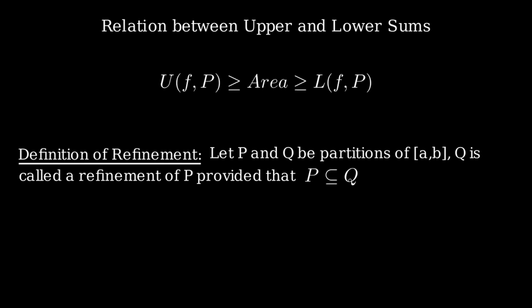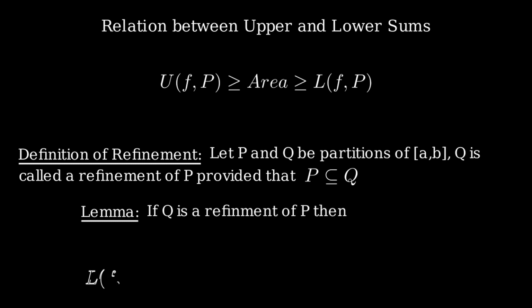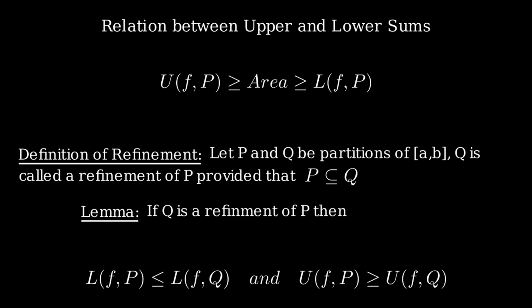Considering this, we arrive at the following lemma that states that if the partition Q is a refinement of the partition P, then the lower sum of f with respect to P is less than or equal to the lower sum of f with respect to Q. On the other hand, the upper sum of f with respect to P is greater than or equal to the upper sum of f with respect to Q. What this says is that if we add more elements to a partition, or similarly increase the number of subintervals, that is, the number of rectangles, then the lower sum increases and the upper sum decreases, just what we wanted.